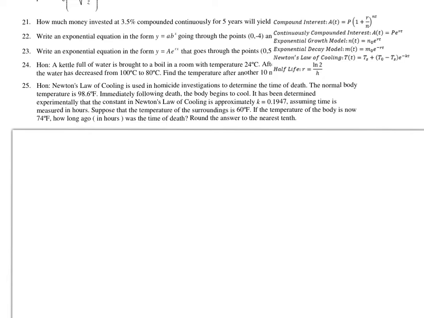All right, next up here, let's see, another Newton's law of cooling. They tell us k here, which is nice. And then we have our temperature of the surroundings is 60. And then 74 degrees is the temperature now. And so I need to find t. Okay, so let's build this. And 98.6 is the temperature originally of the body when it died.